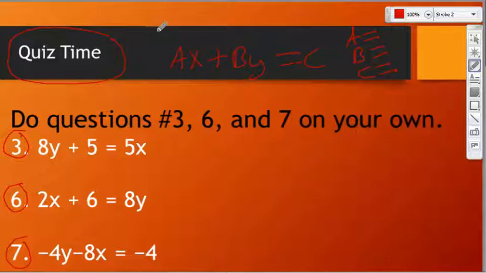If not, go ahead and do your quiz, get it turned in the box, and you will be done with this lesson. Have a great day.